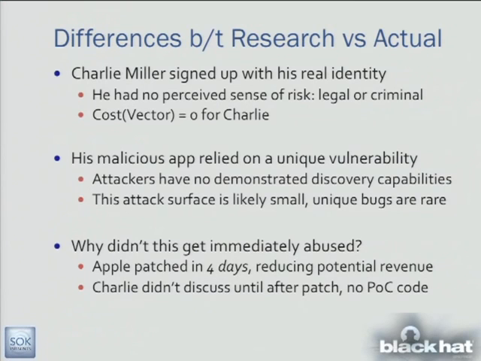Malware can't repeat this attack. Malware didn't abuse Charlie's attack. Why didn't this get abused? It's because Apple patched it in 4 days, reducing potential revenue. So Apple patched it in 4 days. It takes 2 weeks to get an app even approved, so it wasn't going to work. And also, Charlie didn't discuss the details or release any code until after the patch, and I don't think he's released any code to date. So browser-based attacks are clearly the winner here, primarily due to anonymity. You don't need a name, you don't need a social security number to put up a website.